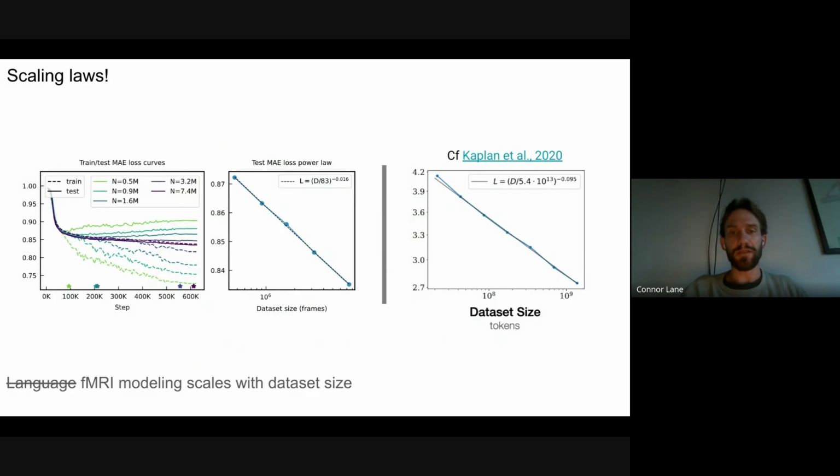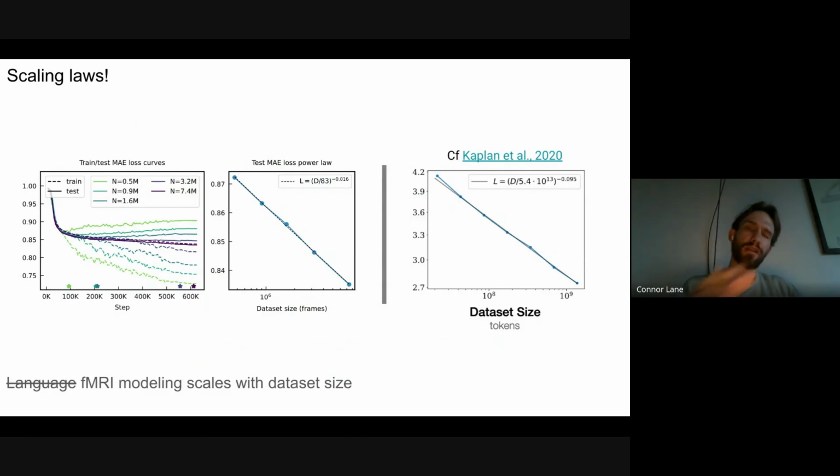So as you increase the size of the data, it's been shown quite famously now that, for example, in language modeling, as you increase the size of the data, the performance at predicting the next token increases with a log linear relationship. So this figure on the right from Kaplan is showing dataset size in tokens on the x-axis in log scale, and the log loss, next token prediction loss, on the y-axis, and it goes down as a log linear function of dataset size. And quite interestingly, we see the exact same pattern here with the masked autoencoder loss.